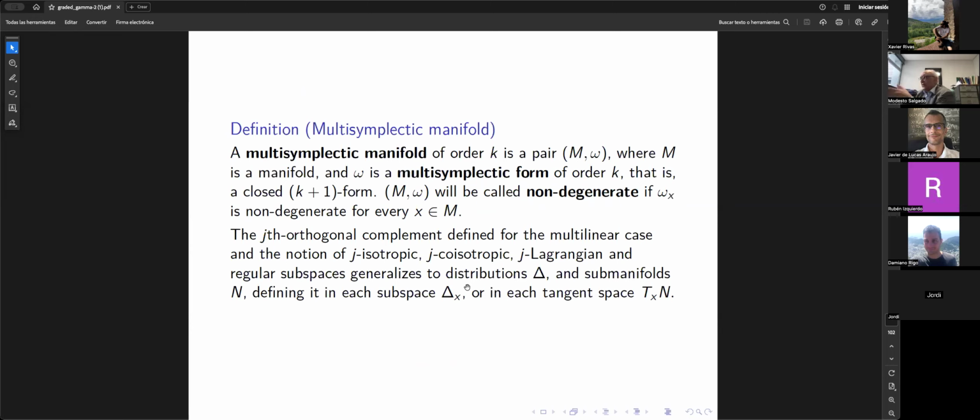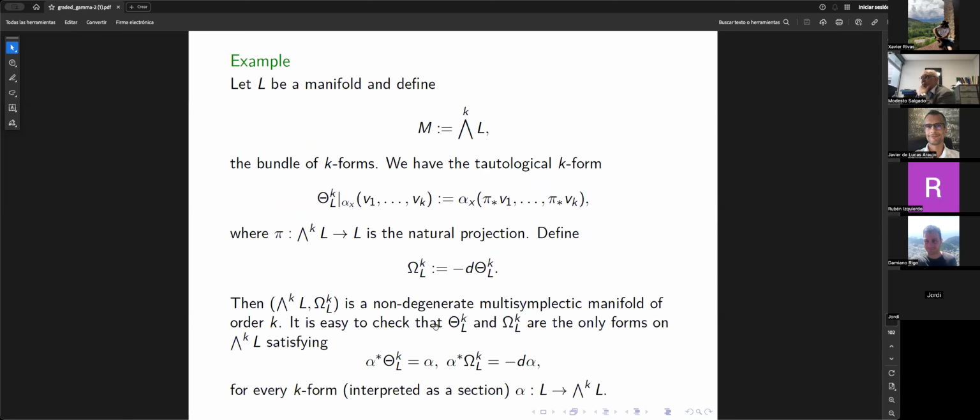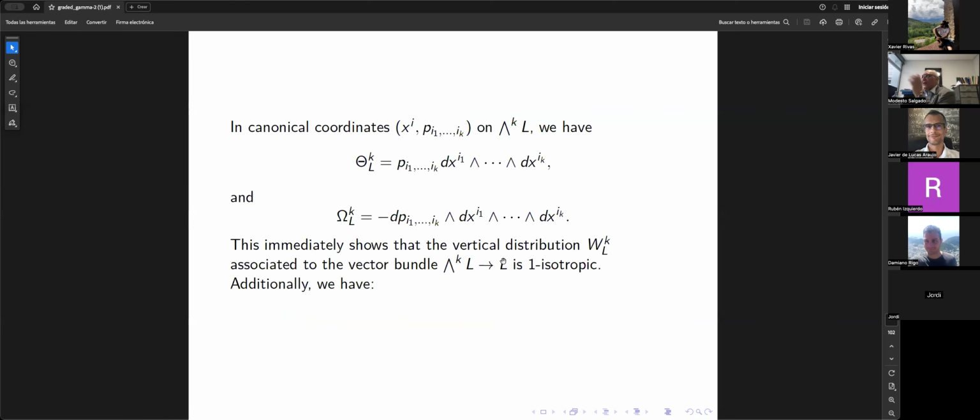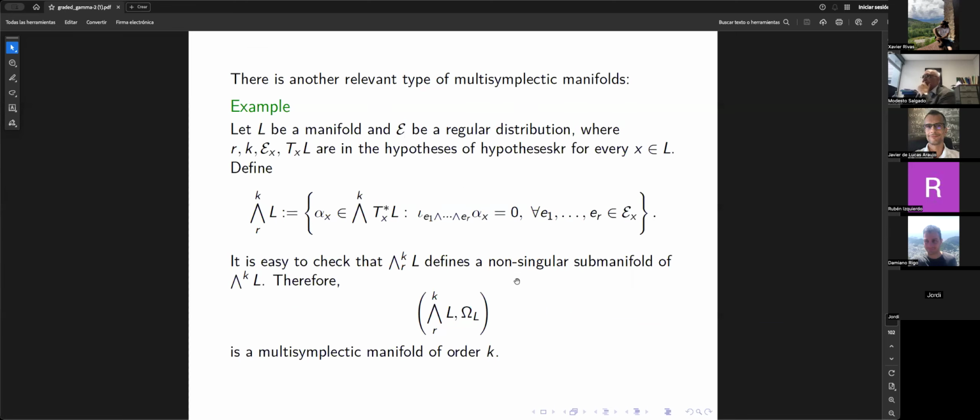And of course, we have the same definitions pointwise of complements and so on. And this is just the model of multisymplectic manifold. We have a manifold L, the bundle of forms on L, and we can define, and this is just the same definition that we did in the Hamiltonian pictures. And of course, this is the local expression. There's nothing interesting.